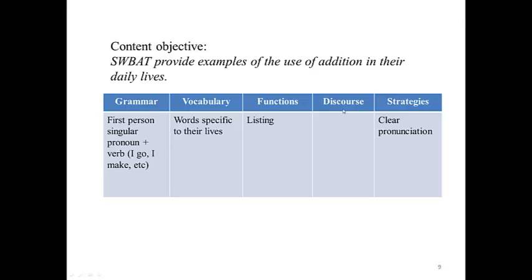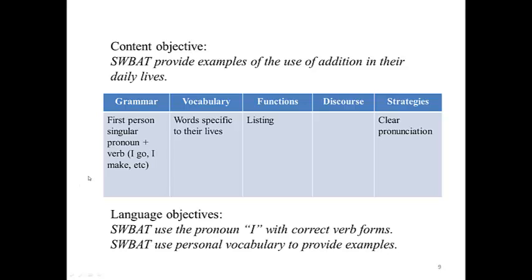The teacher decides that students need more than one language objective because they need practice with some of the grammar issues, and they also might need help making a log of their vocabulary words that will be specific to each student. So the teacher decides to have two language objectives. Use the pronoun I with correct verb forms, and use personal vocabulary to provide examples.